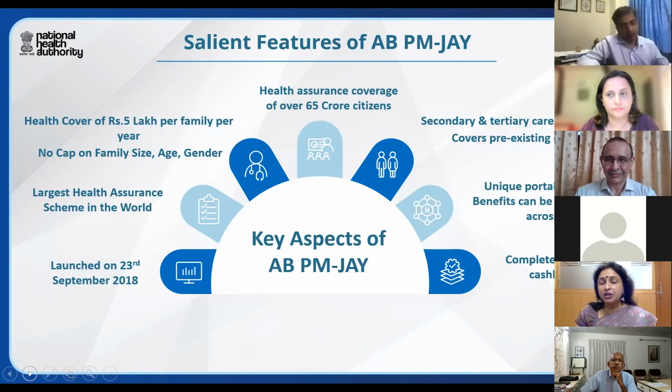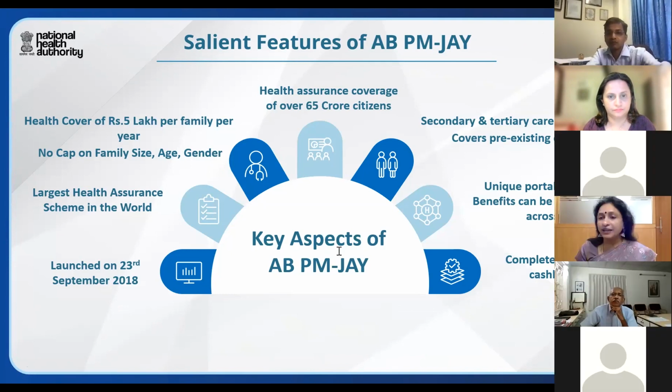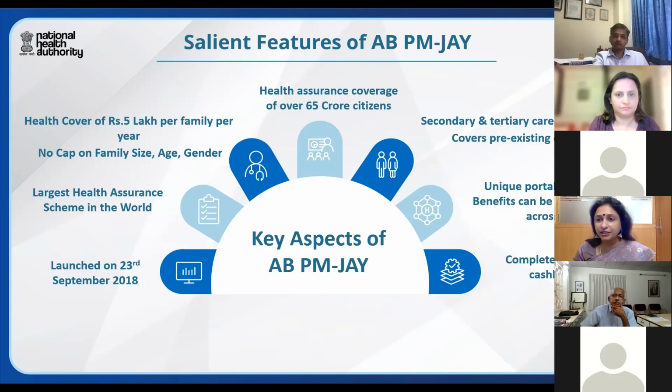Under the Ayushman Bharat PMJY scheme, which has been in force since September 2018, and which is termed the largest health assurance scheme in the world, it covers up to 5 lakh per year per family with no cap on family size, age or gender, overcoming the limitations of many earlier schemes, and providing care to nearly 65 crore citizens, right? Being both a state and a central scheme, it has been able to expand the scope of services, covering secondary and tertiary care, hospitalizations, and pre-existing conditions.